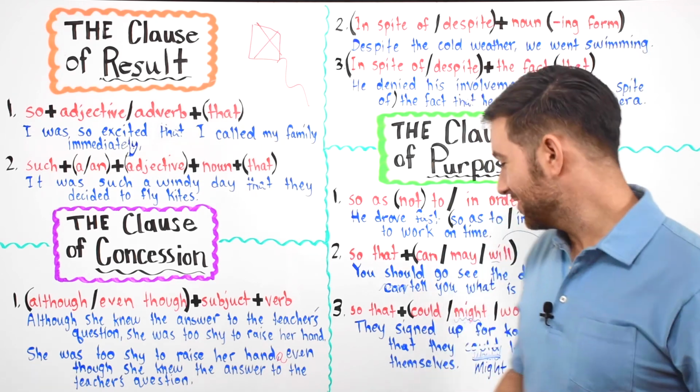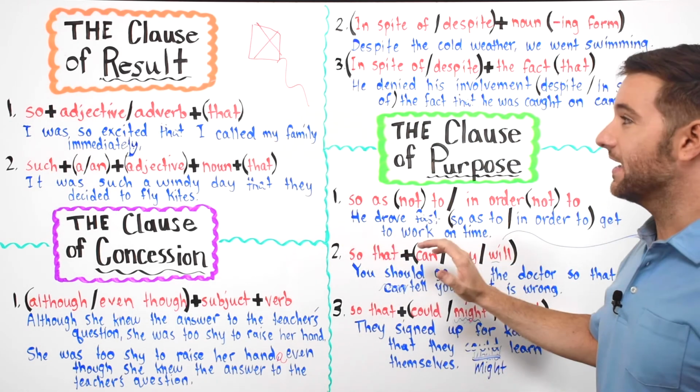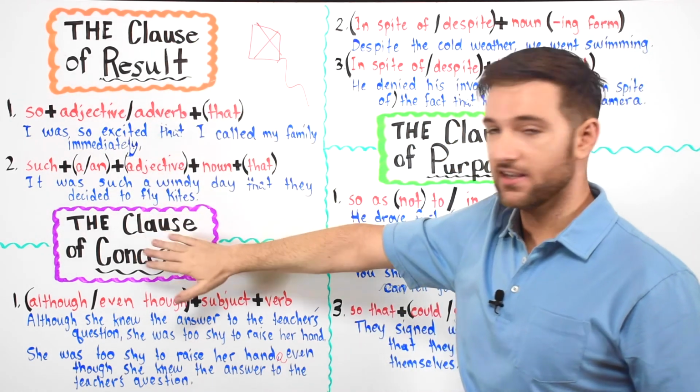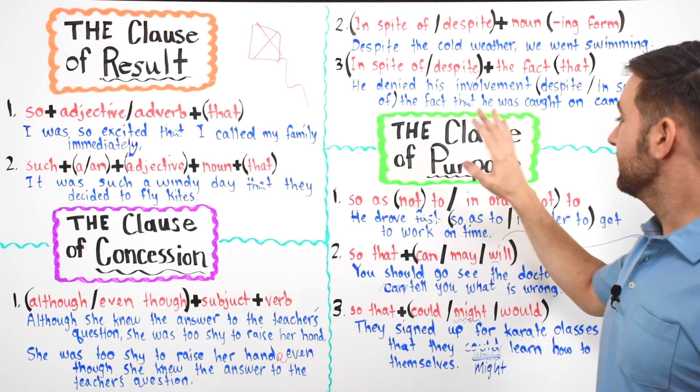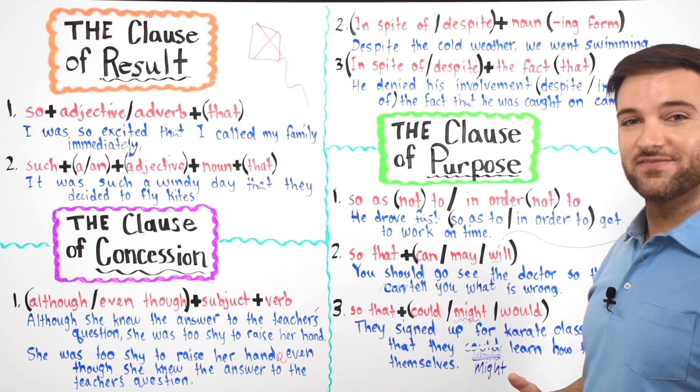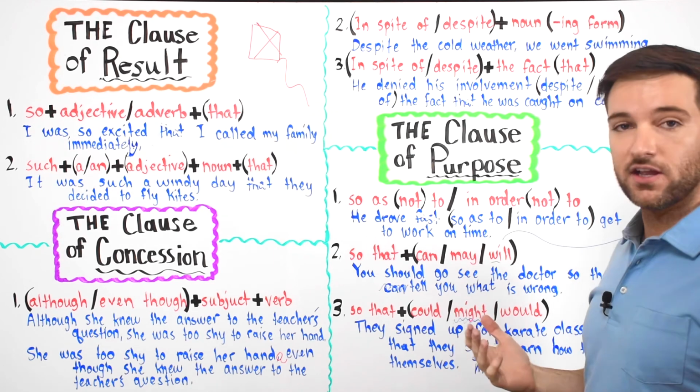Okay, guys? So I think that's it for what we have today: the clause of result, the clause of concession, and the clause of purpose. So that's it for this lesson of clauses.